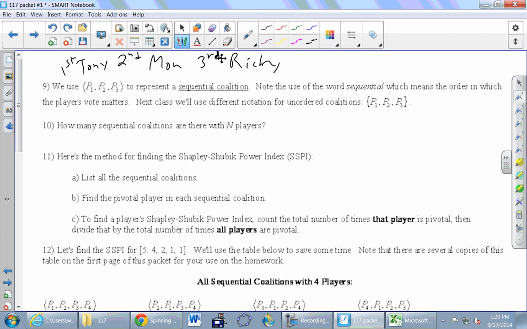But next class, we're going to use different notation with the curly braces to indicate the collection of Tony, Monica, and Ricky, where it doesn't matter what the order is. So next class, we're going to come up with a completely different way to think about measuring power. It's going to be independent of order. But for right now, order is certainly important. Okay, number 10, let's go to Matt.